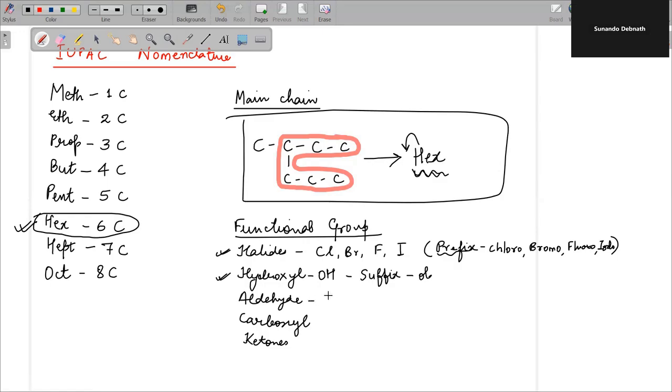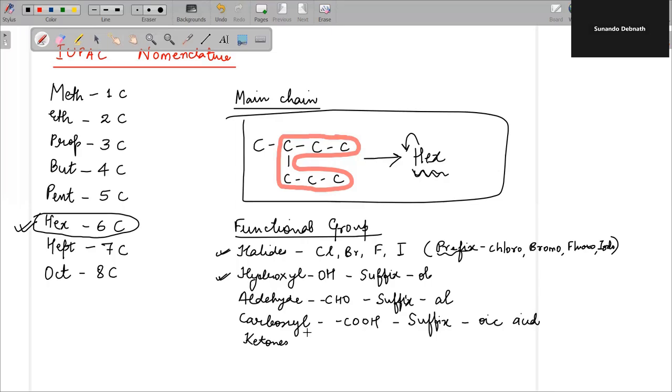Aldehyde: if you have a CHO group connected anywhere, then we will use the suffix, not prefix again, suffix AL. Carboxyl is COOH. And here again we use a suffix, but the suffix is oic acid, like methanoic acid, ethanoic acid. So the suffix would be oic acid.